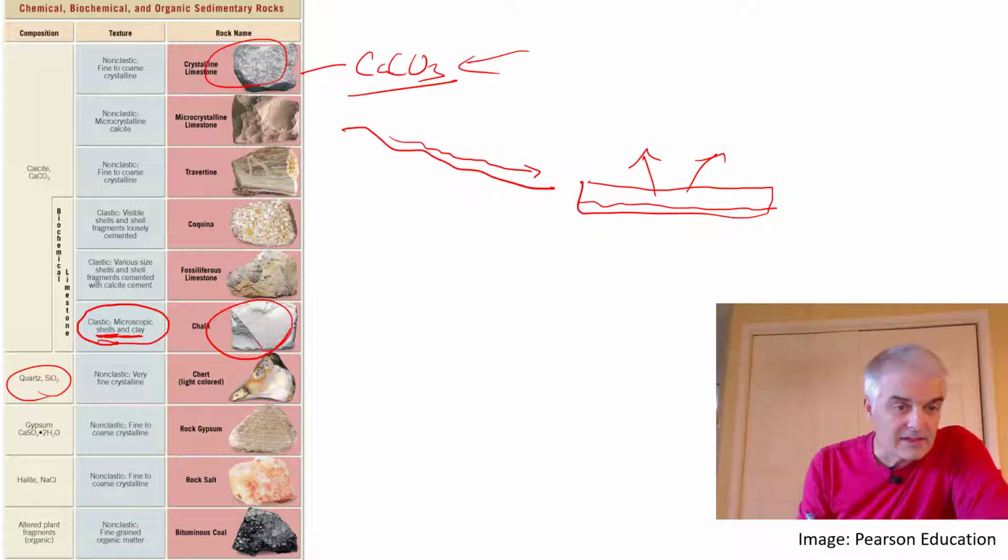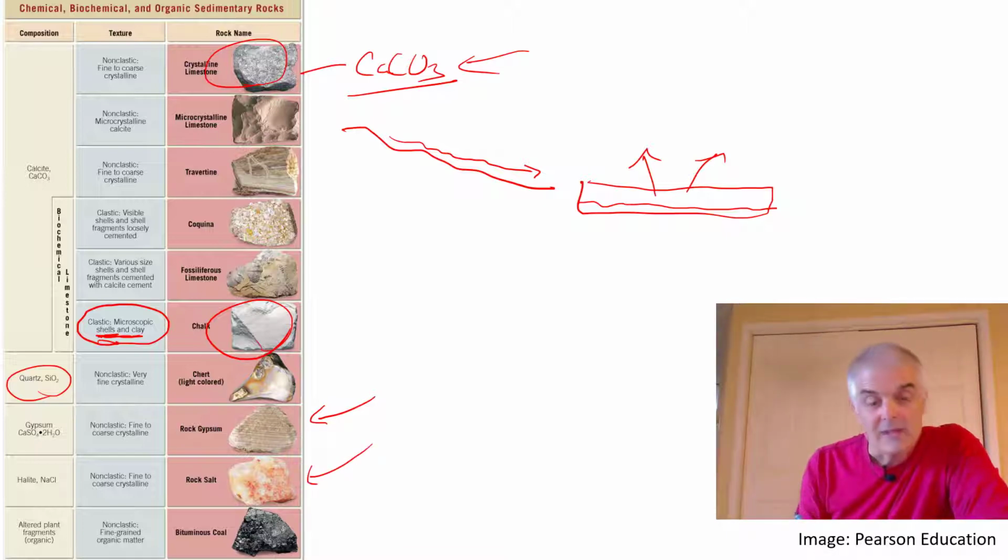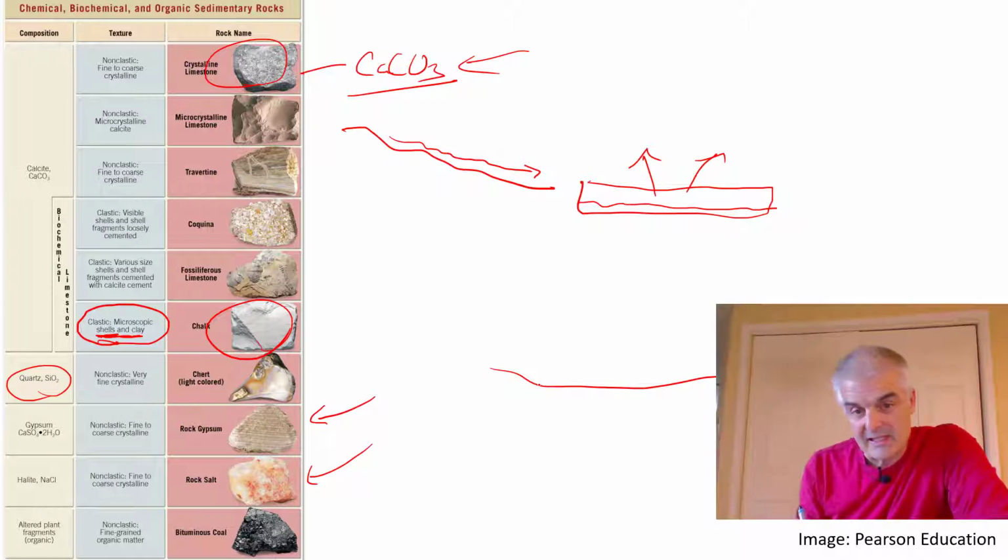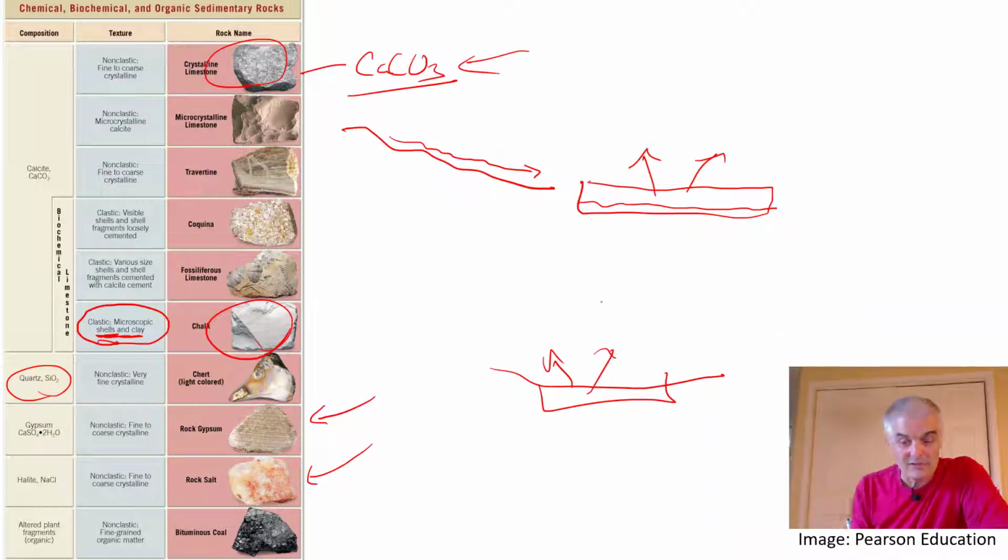And then we can have the other ones, gypsum. Gypsum is what we find in our drywall and plaster of Paris and stuff. Rock salt, right? So if you have like at the Great Salt Lake in Utah, what's going to happen is that lake water evaporates and you get salt left behind.